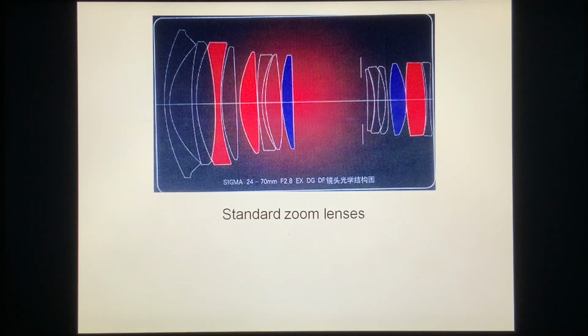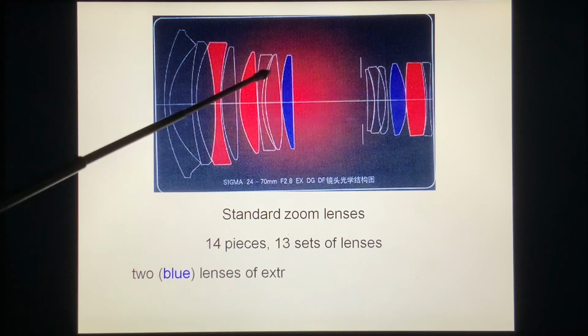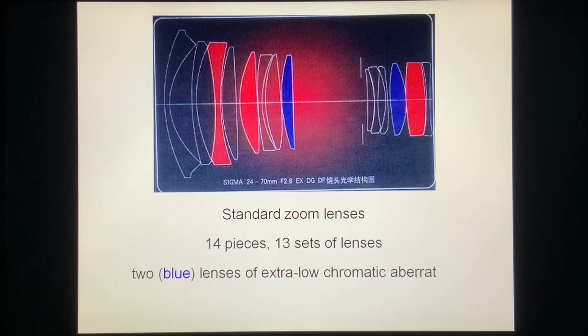This is a standard zoom lens. Altogether, we have 14 pieces, 13 sets of lenses, 2 blue lenses of extra low chromatic aberration, 3 red non-spherical lenses, and so on.